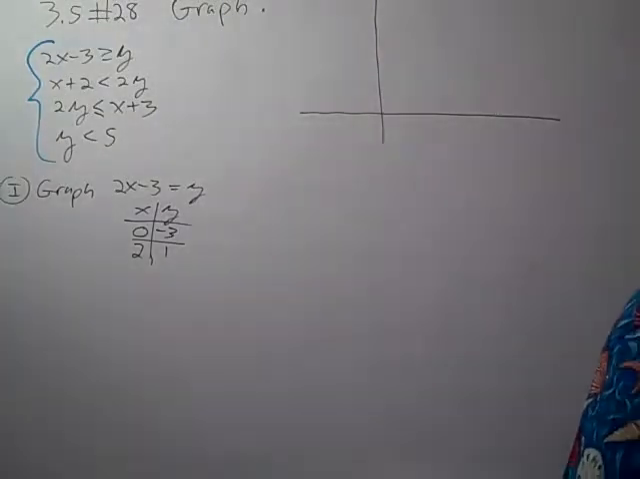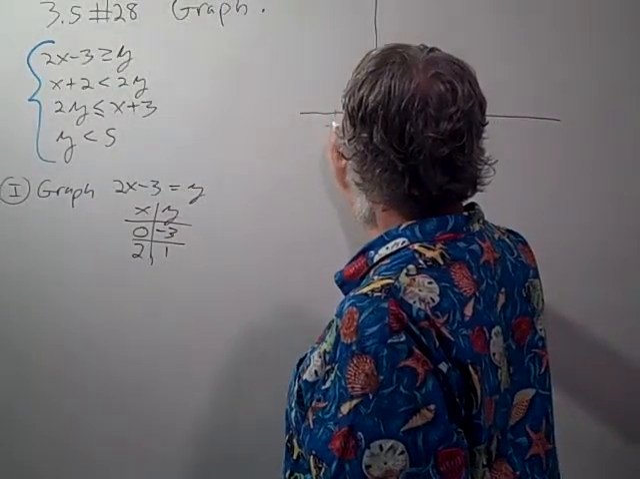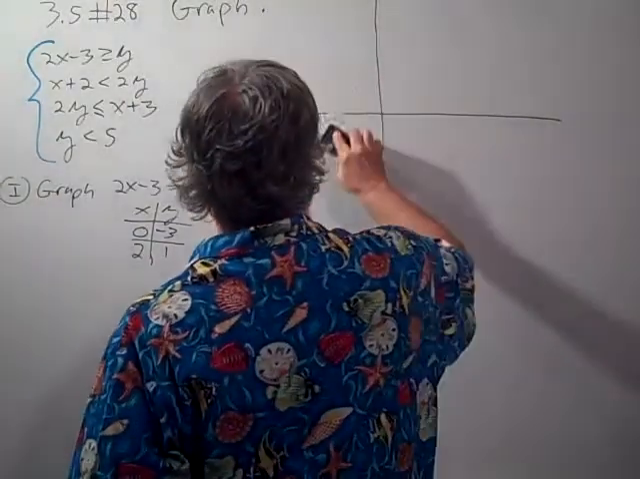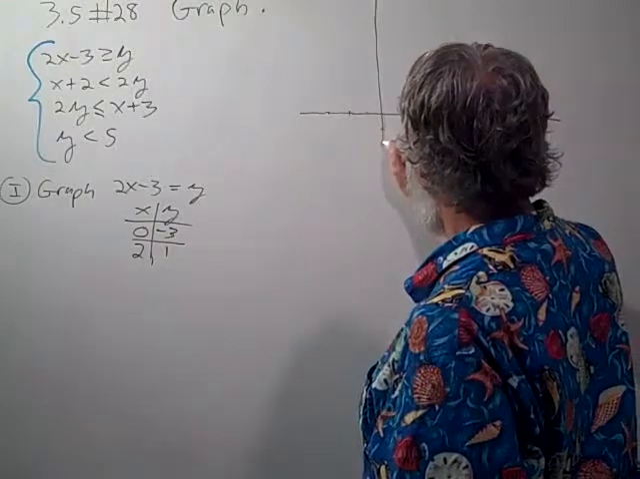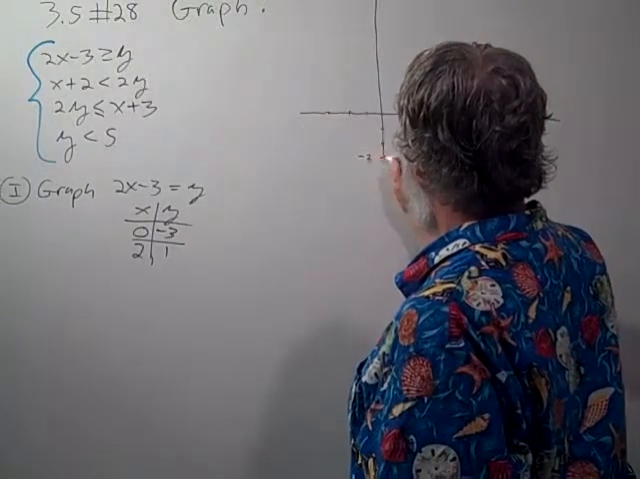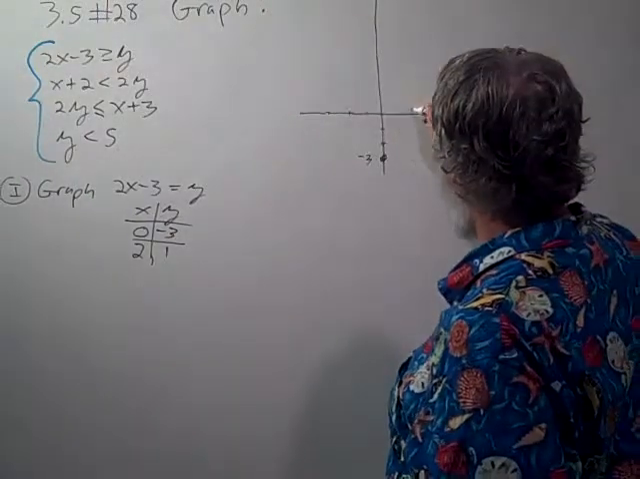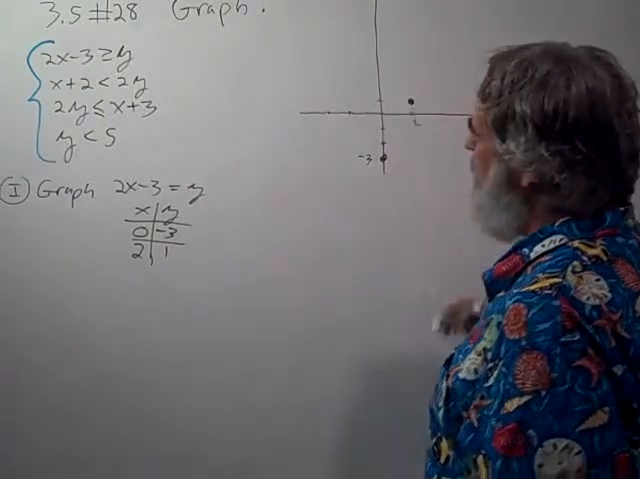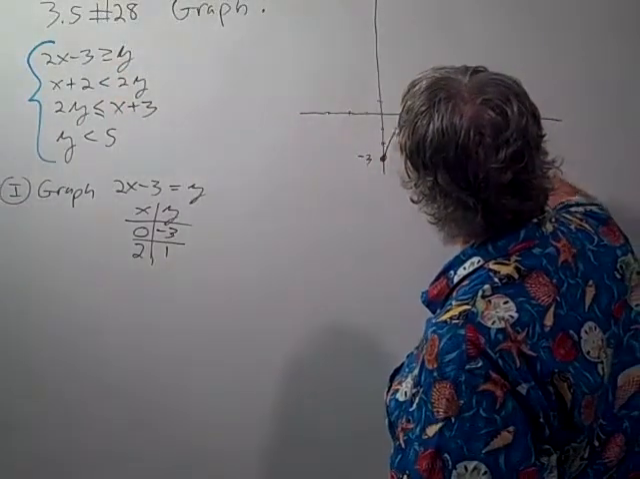So we have 0, negative 3. Well, 0, negative 3 is the y-intercept. So there's the first point on that line, 0, negative 3. Then go over 2 and up 1. There's the second point on that line. This is going to be a solid line because it's or equal to. So here's our first line's graph.